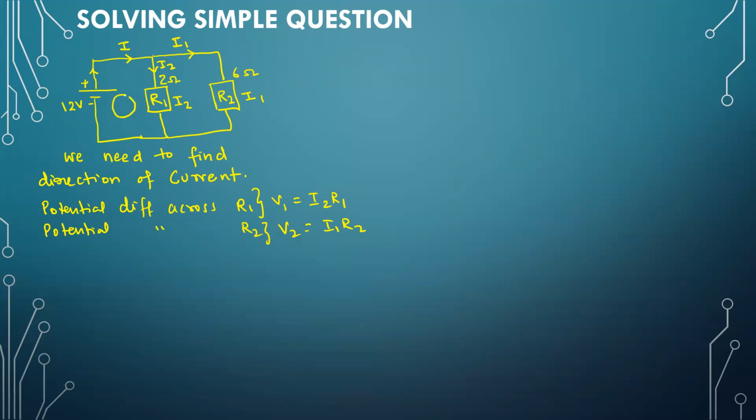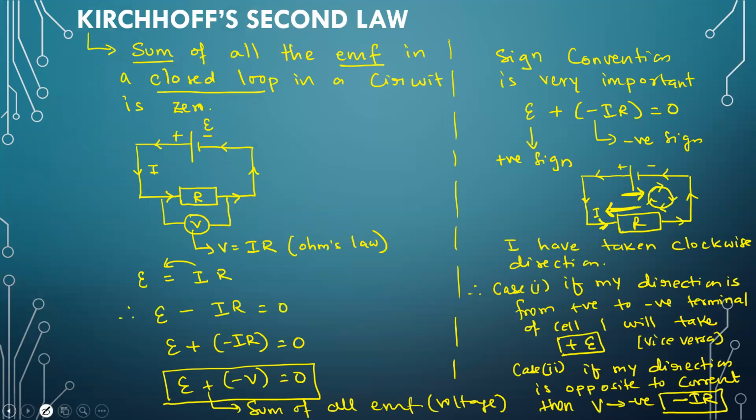I will take this as my loop 1 and this as my loop 2, and as usual, I will choose the clockwise direction like this. First, let us work in loop 1. Look at my direction now. I am going upward, which means I am technically going from negative to positive. Remember what condition we took there? We said that only if you go from positive to negative, it is plus E.